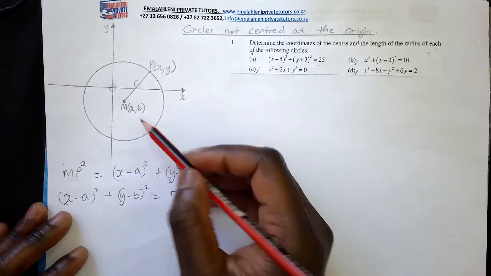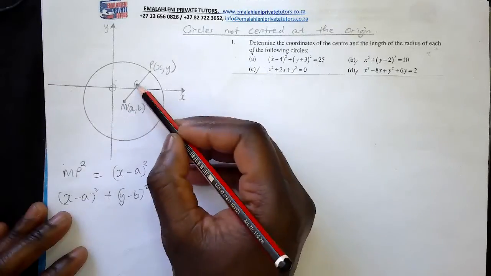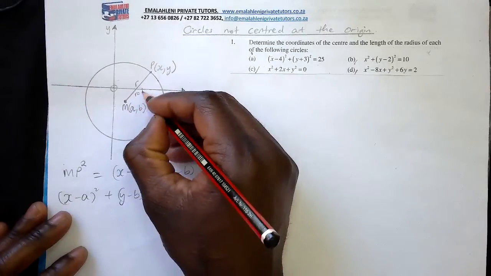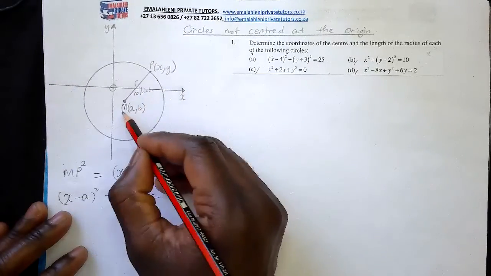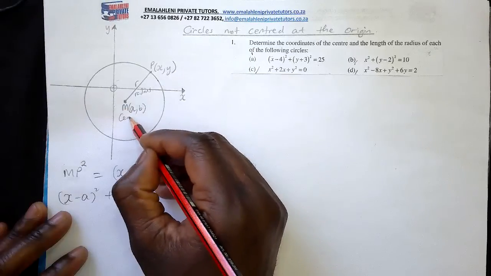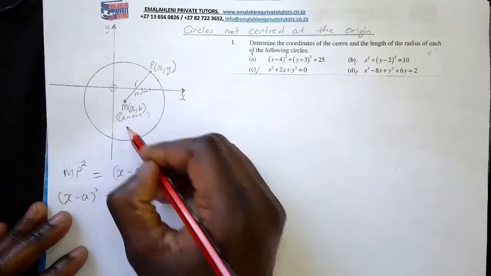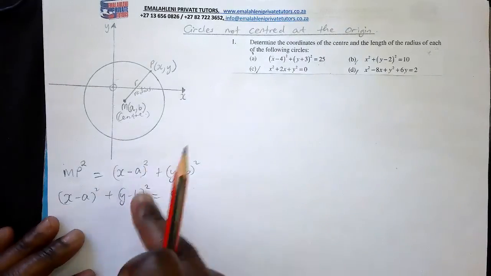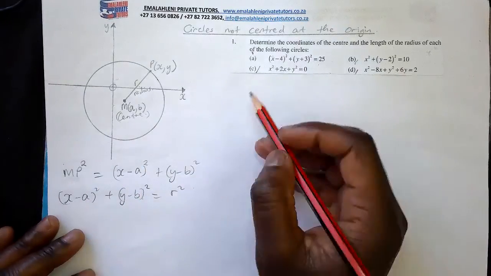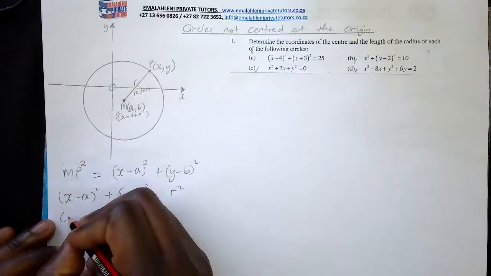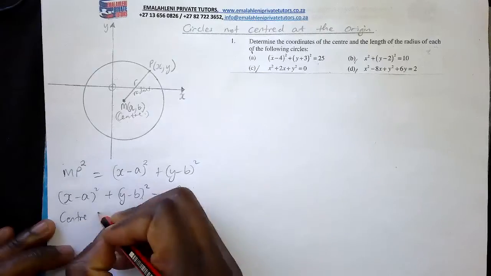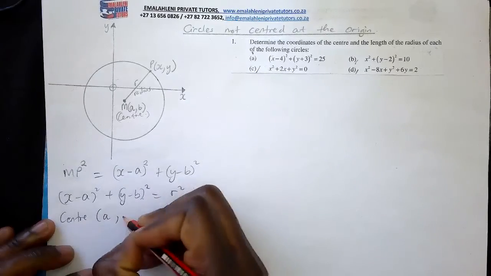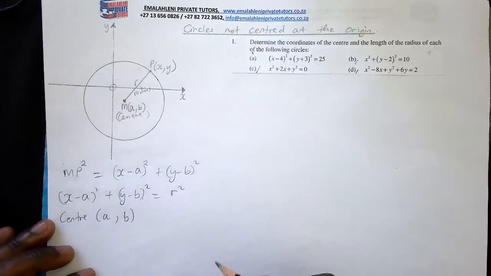So remember here, what do we have here? This is our radius, this is our center. Then these are just another point there. So we have our center, which is your a and b. So the coordinate of the center is a and b. That's our coordinates of the center.